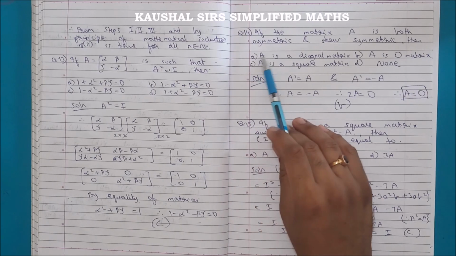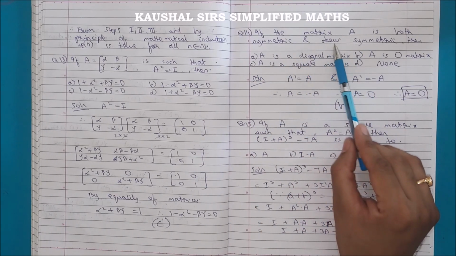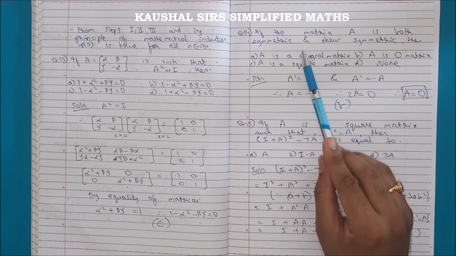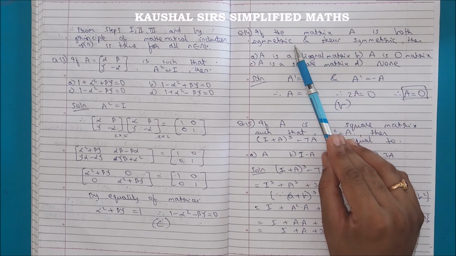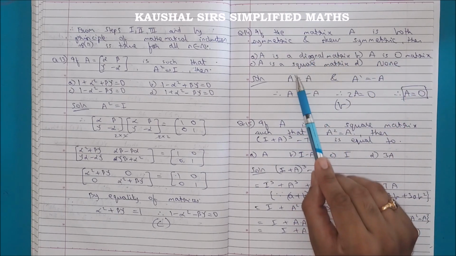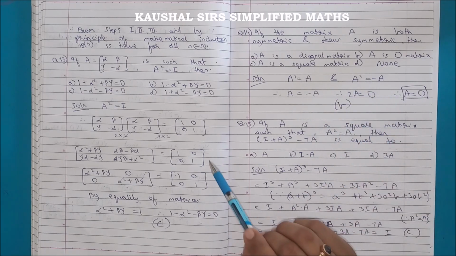सिंपल. कमिंग टू द 14th क्वेश्चन, इफ द मैट्रिक्स A इज बोथ सिमेट्रिक एंड स्क्यू सिमेट्रिक, देन which of the option is correct? Matrix A is what? Symmetric and skew symmetric. अभी symmetric का definition क्या होता है? A dash is equal to A. एंड स्क्यू सिमेट्री का डेफिनेशन क्या होता है, ए डैश इज इक्वल टू माइनस ए.